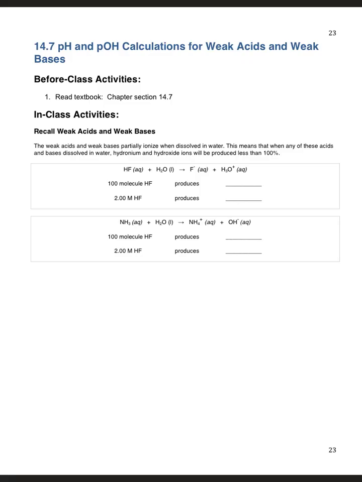Those are pretty straightforward because strong acids and strong bases fully ionize. That means the concentration of the strong acid would equal the concentration of protons. So you can take the negative log of that concentration of protons to get pH. And for the strong base, it's fully ionized as well. So that means the concentration of the strong base would be the same as the concentration of hydroxide. When you take the negative log of the concentration of hydroxide ions, you will get the pOH.